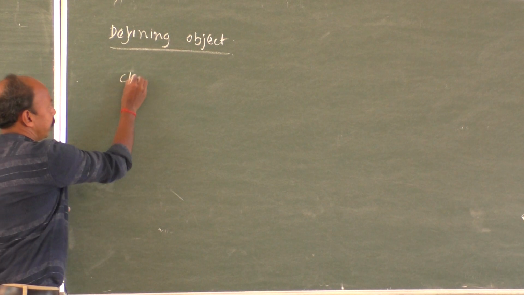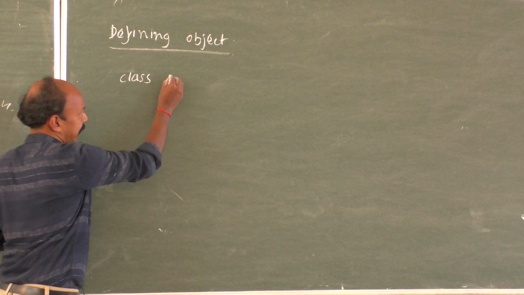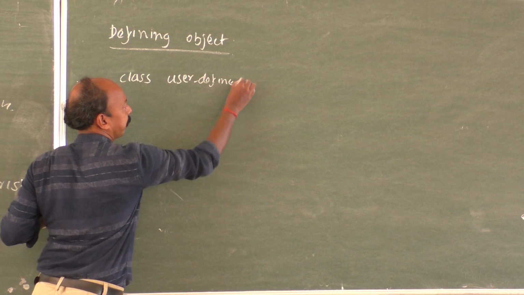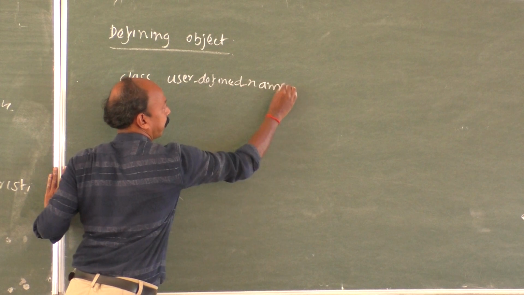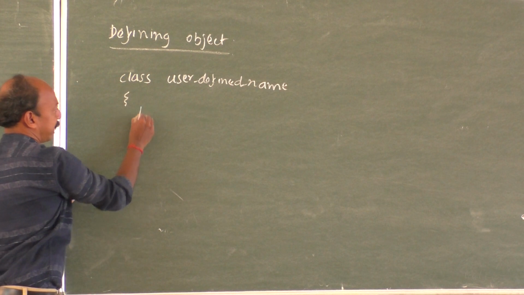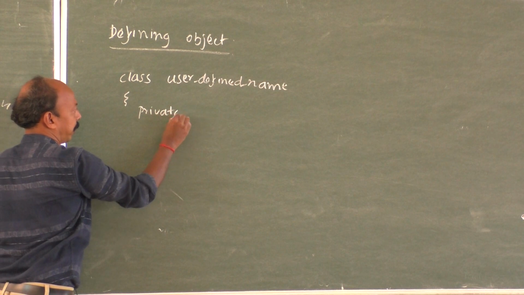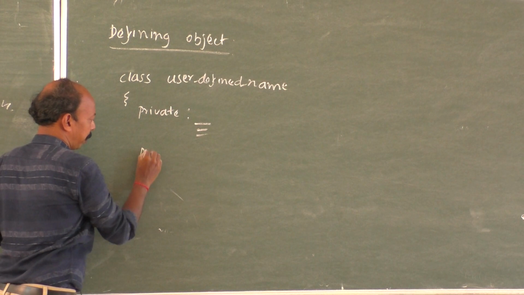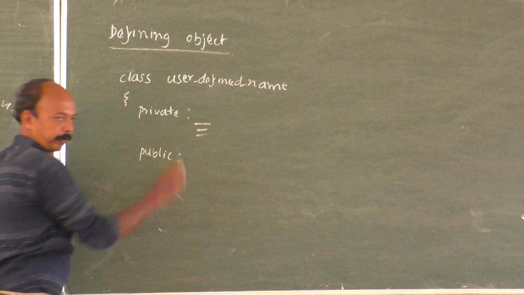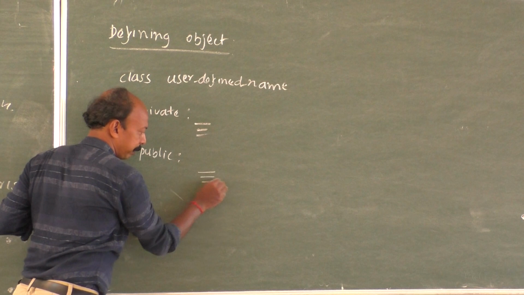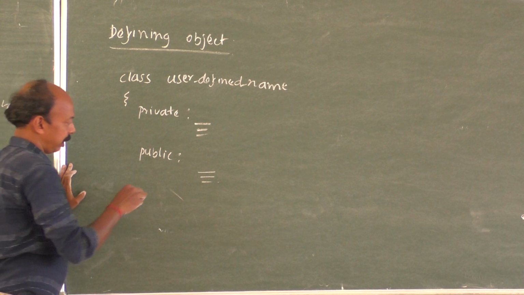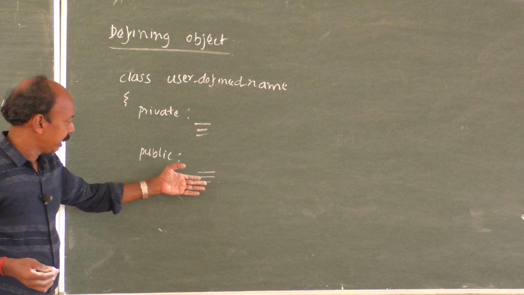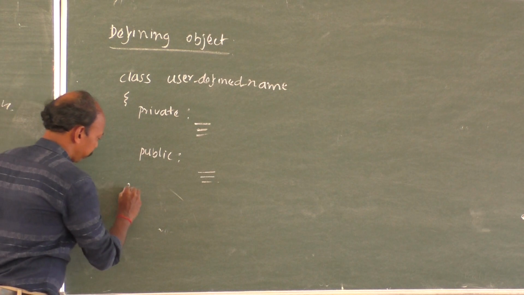The syntax of the class we know, class name or user defined name, then private, public, etc. we will write. Private we will write, some statements we will write here, that is declaring the variables. Public we will write, either we will declare the variables inside the class, define the function inside the class, or we will write the functions outside the class, then we will close the class.